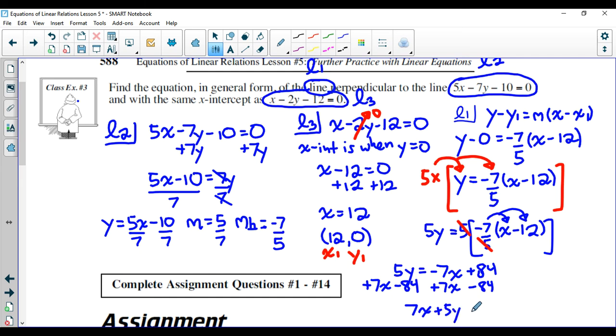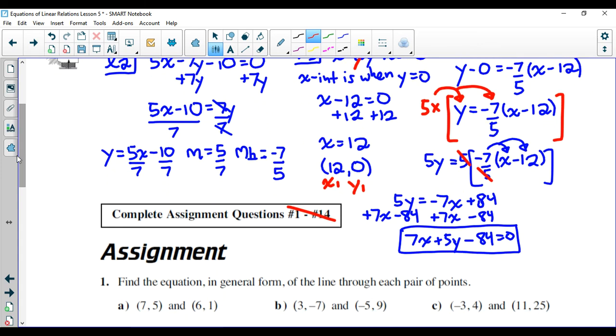Then this would be 7x plus 5y minus 84 is equal to 0. All right, so that is the equation in general form.